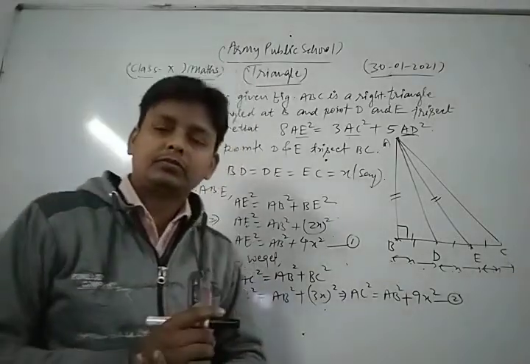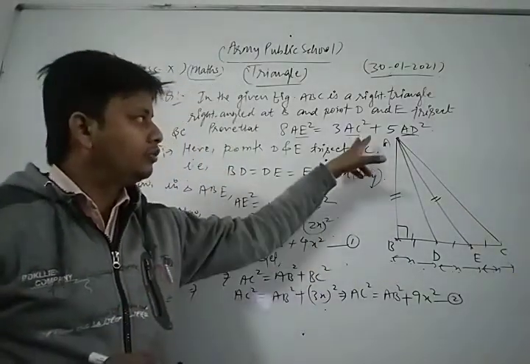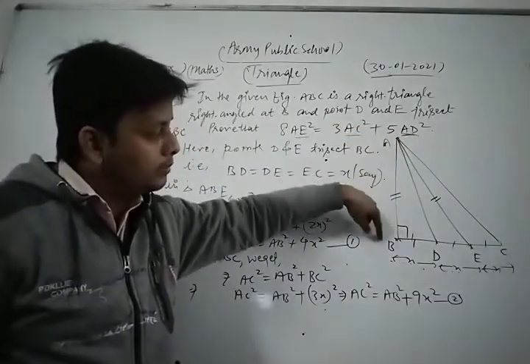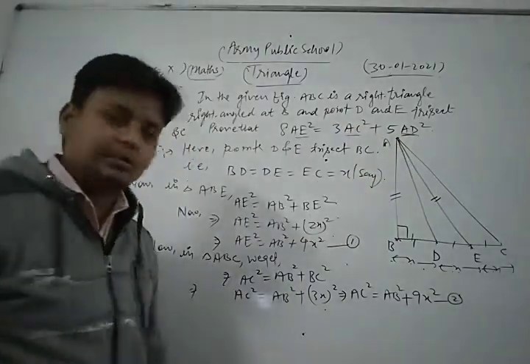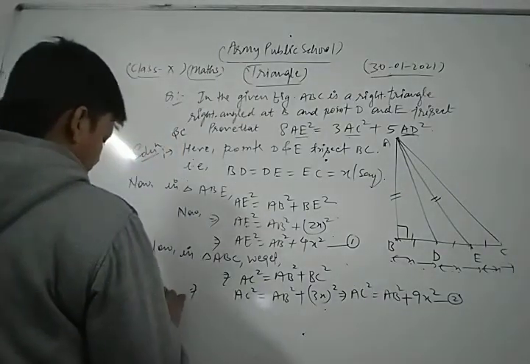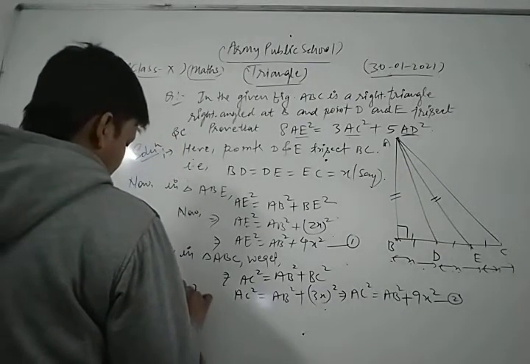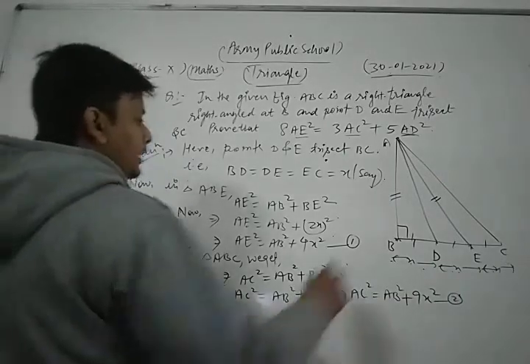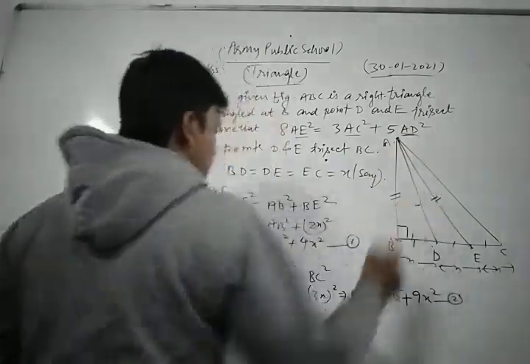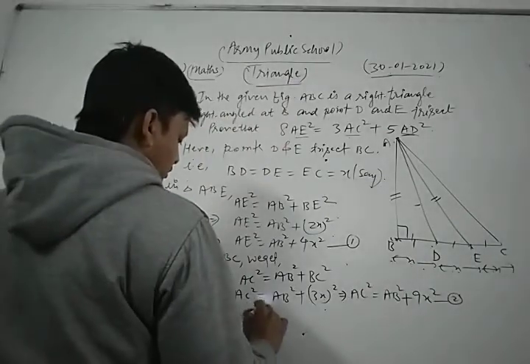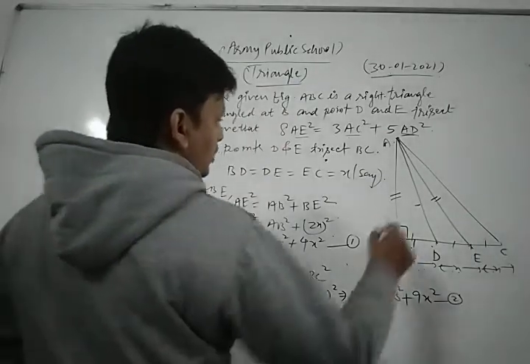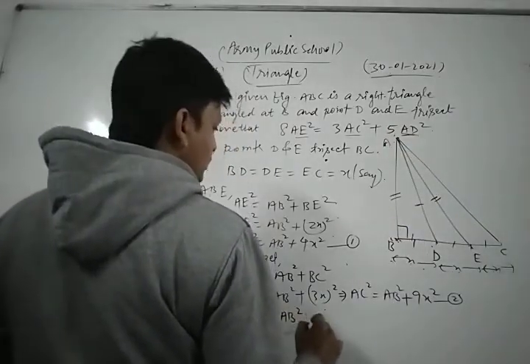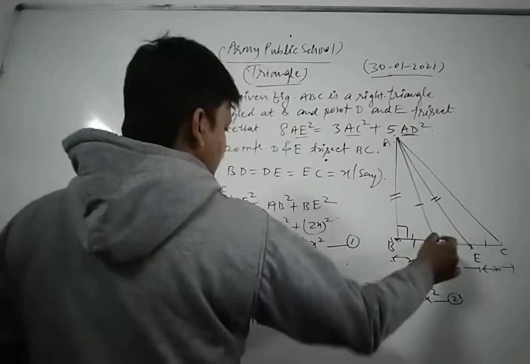Dear students, for finding the value of AD square, we must take the triangle ABD. Now in triangle ABD, AD square is equal to AB square plus BD square.